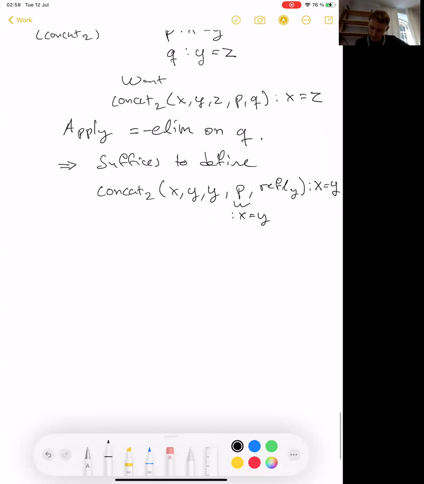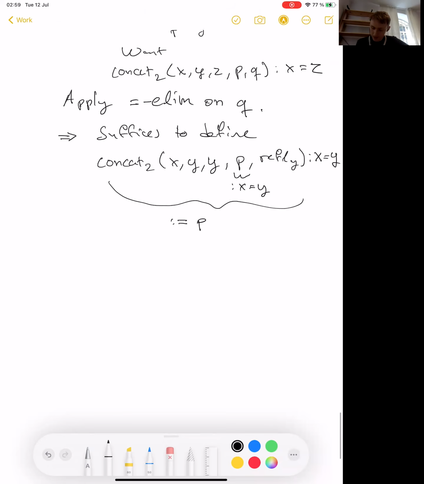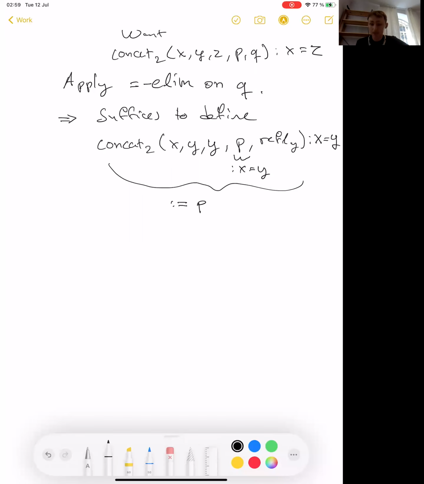So let's just define this to be P. And we're done. So we use path induction on the second argument this time, and we defined essentially P composed with refl to be just P.